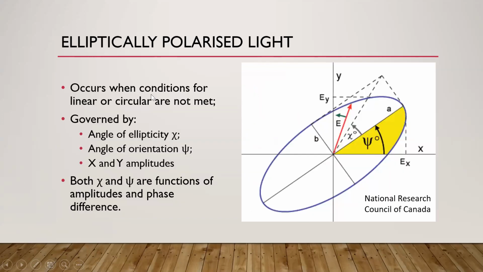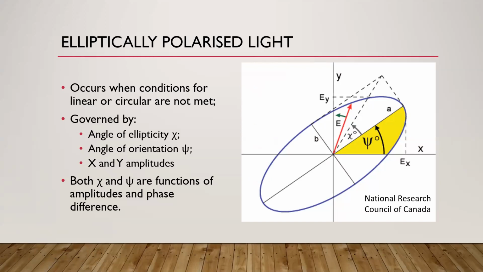The third state then we have is elliptically polarized light. So this really occurs where the conditions for either linear or circular are not met. So in any other situation, pretty much we're going to have elliptical polarization. So we see the diagram here.